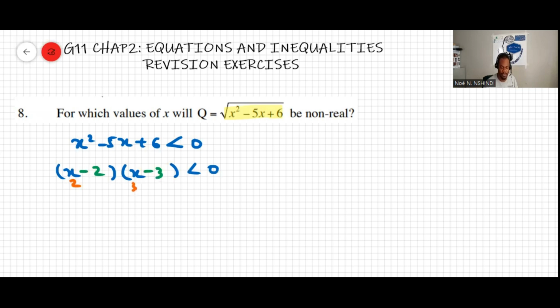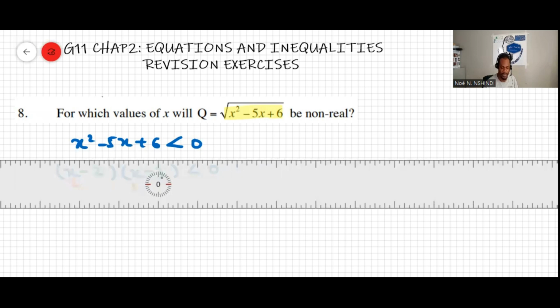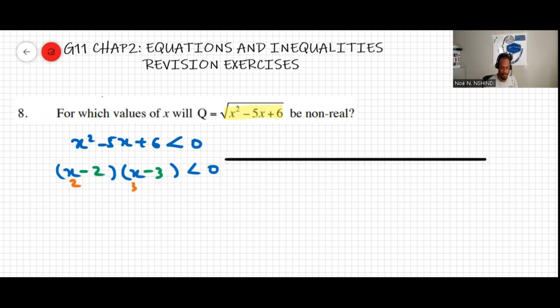We can use a number line for that. Draw my number line here, and then let's place values in the number line. So values are 2 and then 3. Now in a number line, we have 3 intervals: from -infinity to 2, from 2 to 3, and from 3 to +infinity.